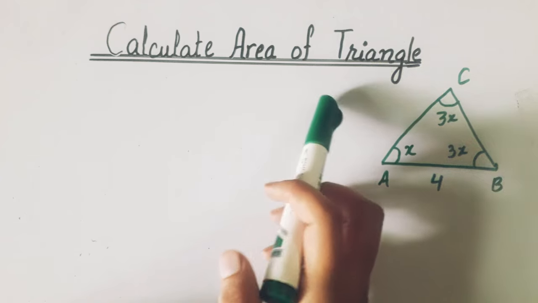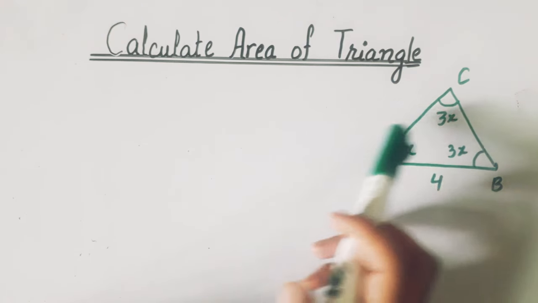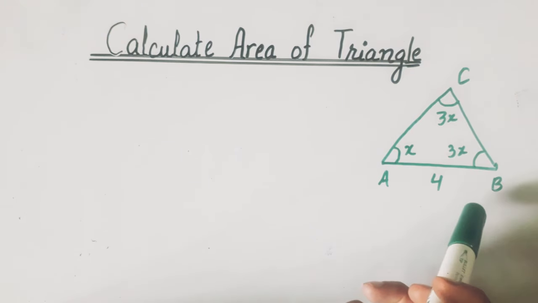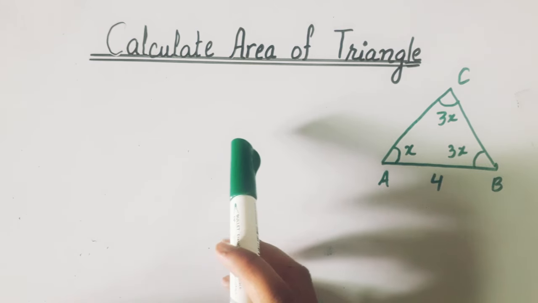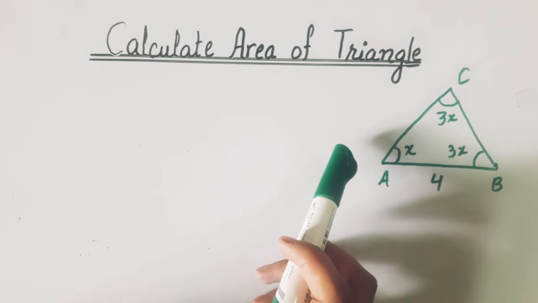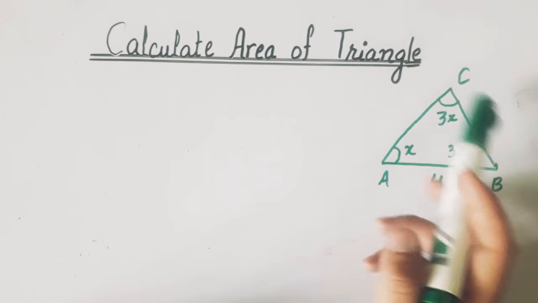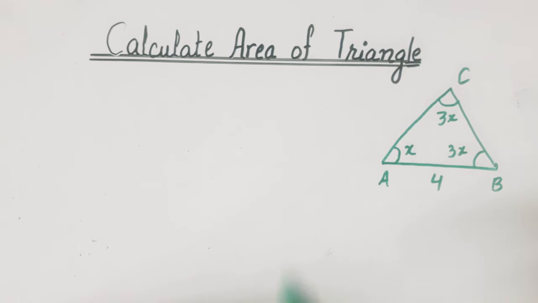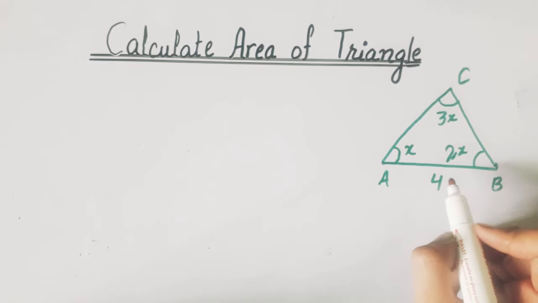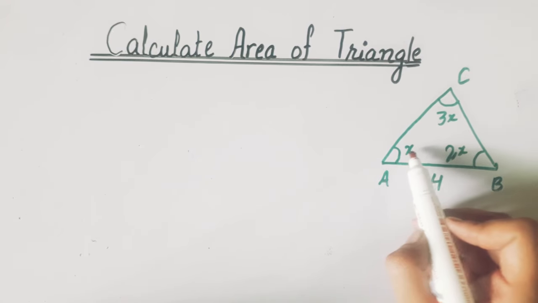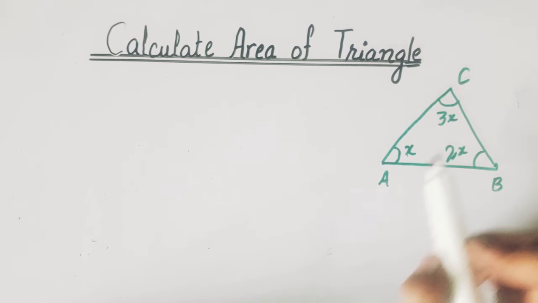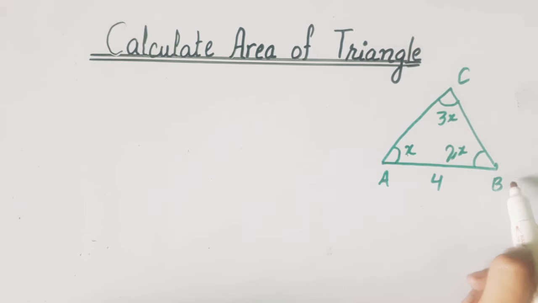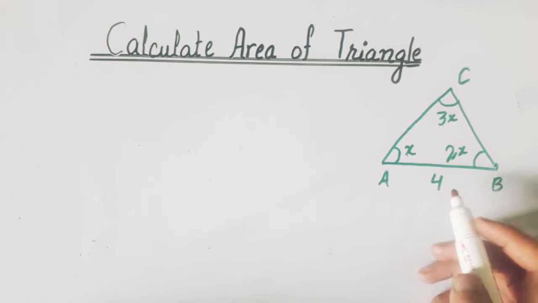Do you want to unlock the simple trick to find the area of a triangle in less time? Stay with me and I will show you the shortest way to calculate, no matter what the shape of the triangle is. So here we have a triangle in which angle A is x, angle B is 2x, and angle C is 3x. And the distance between A and B is given as 4.